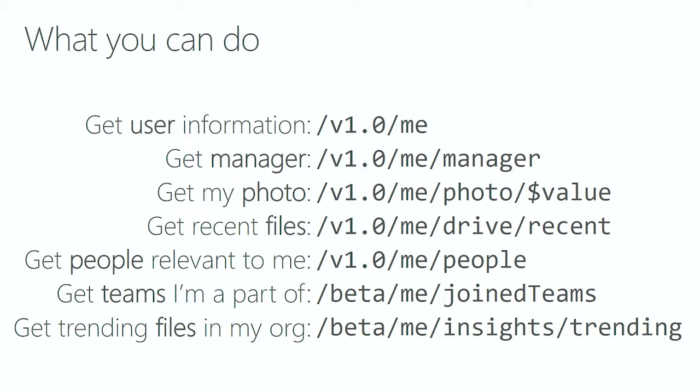So I can begin by getting the user's information. And me is an alias for the current logged in user. So I get a user profile back. From there, I can append manager to fetch the information about who their manager is. I can fetch their photo, their drive items. I can fetch people that are relevant to them across their org, both internal as well as contacts. I can get teams that they're part of using the Beta API, as well as Insights Trending, which gives you popular files in their organization.